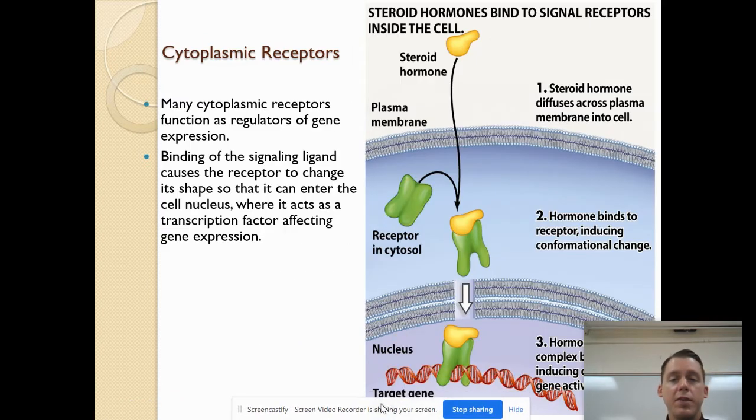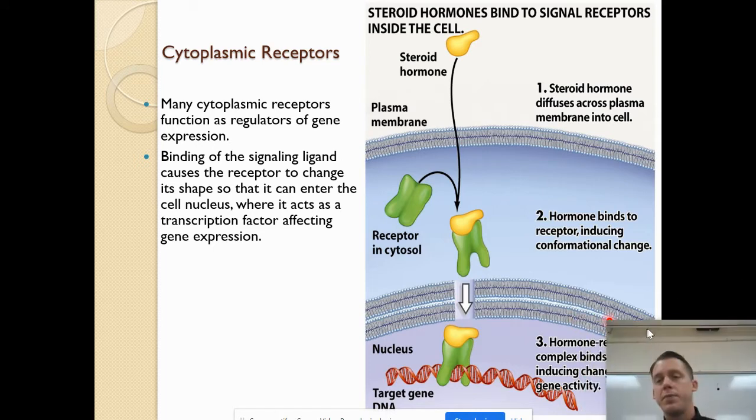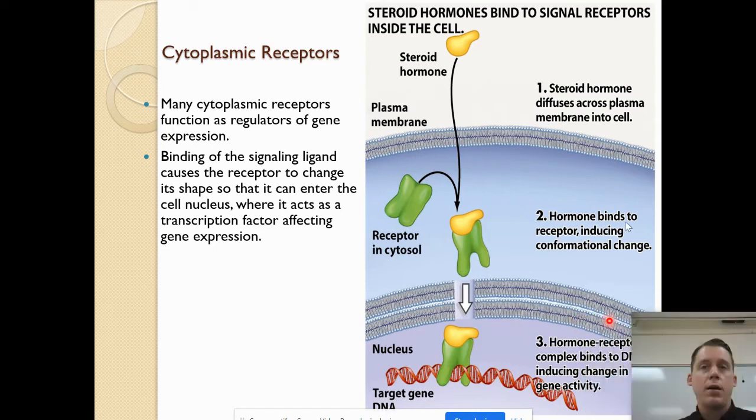Here, I'll move this out of your way so you can see. Here we have an example of a cytoplasmic receptor. So here we have a steroid hormone. It goes right through the plasma membrane. And notice what's going on here. We have the receptor, but the receptor is not active. And when the steroid hormone binds to the receptor in the cytoplasm, it's going to change the receptor's shape, and it can now enter the nucleus. So before it couldn't enter the nucleus because it had the wrong shape.